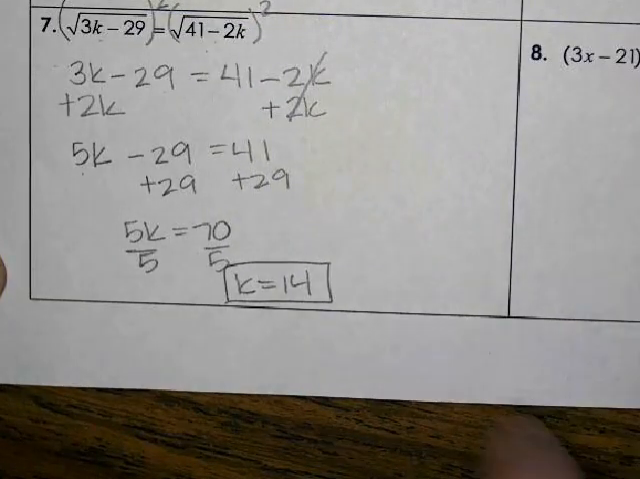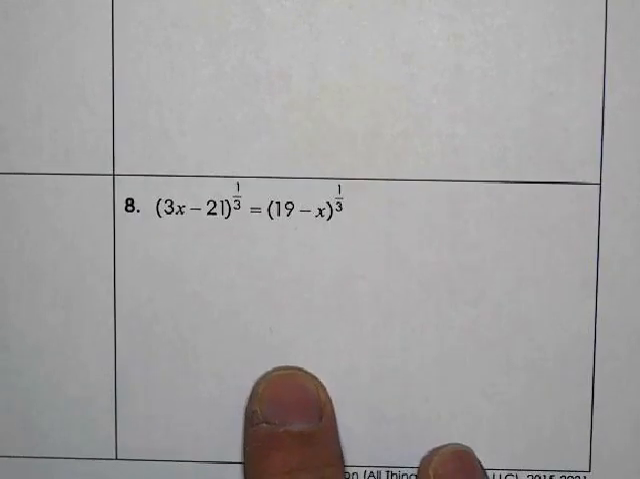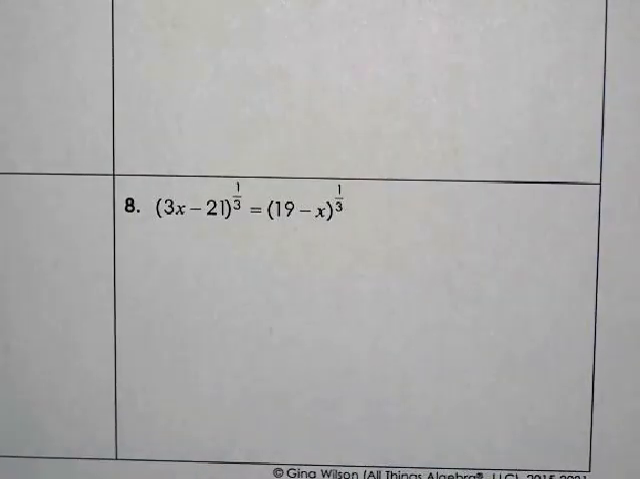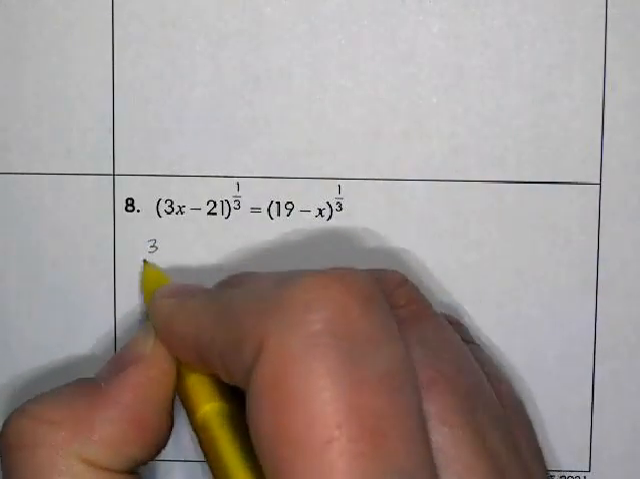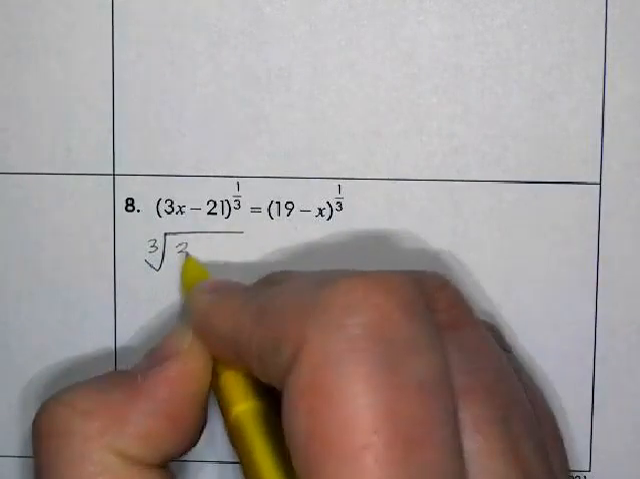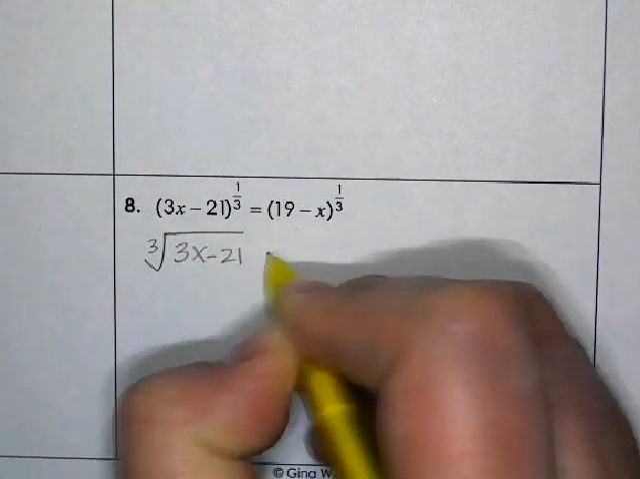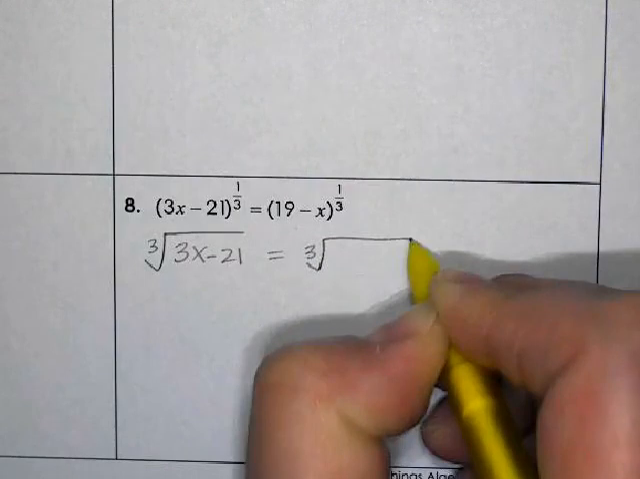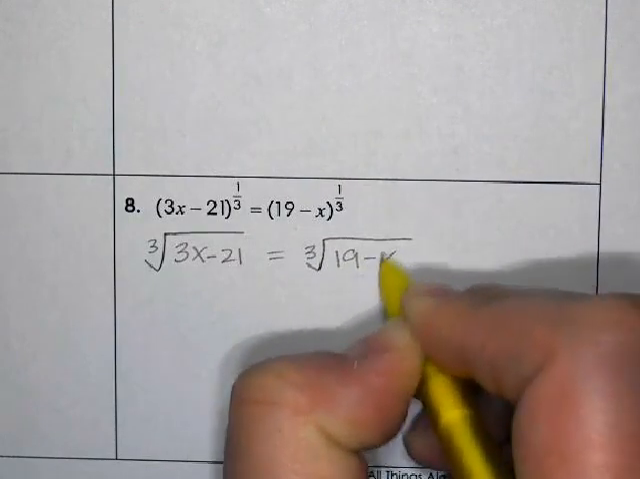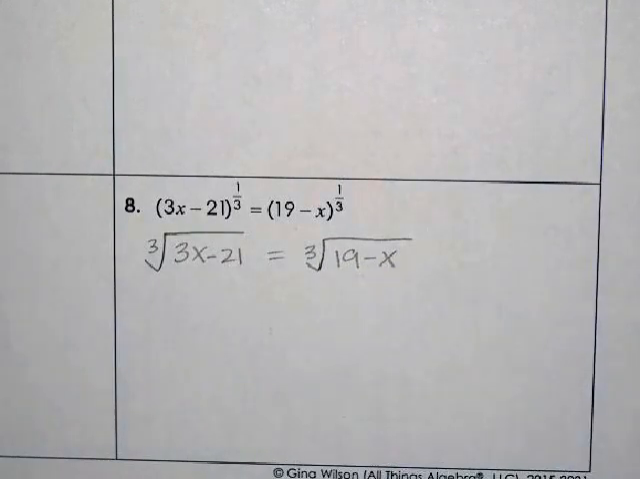Are we okay with how number 8 looks, or would we rather have it as a radical? The 1/3 is weird, so let's rewrite it as a radical. So this is going to be a third root equals a third root. And so what would we do first? We'd get rid of the root, and how would we do it?